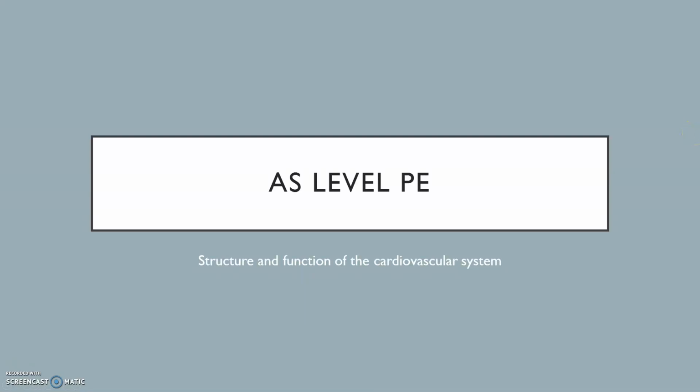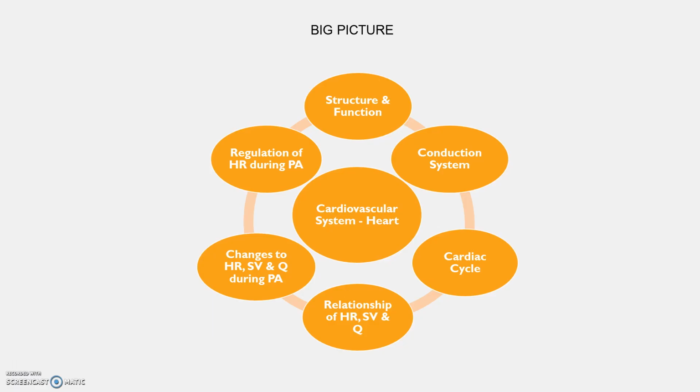We're going to be looking at the structure and function of the cardiovascular system. First of all, before we go through your corner notes, if you just quickly go through what we're going to be learning over the next couple of weeks. For the cardiovascular system, we need to be aware of its structure and function, the conduction system, the cardiac cycle, relationship of heart rate, stroke volume and cardiac output, changes to heart rate, stroke volume and cardiac output during physical activity, and the regulation of heart rate during physical activity.